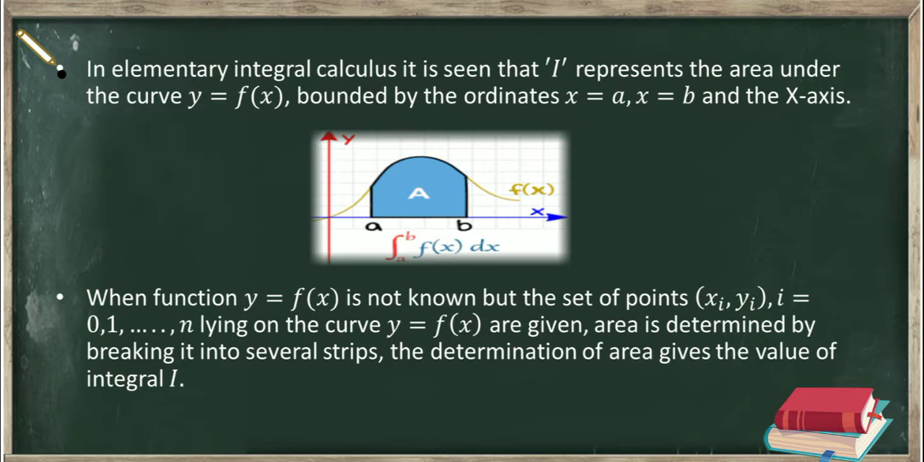Many times we don't know the function y is equal to f of x, but the set of points xi and yi, i is equal to 0, 1 to n, lying on the curve y is equal to f of x are given. So for finding the area, we break it into several strips. The determination of area gives the value of integral I.